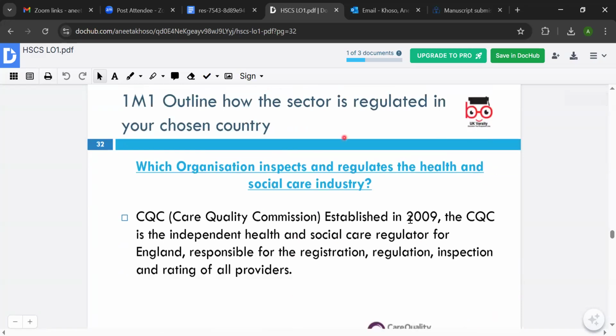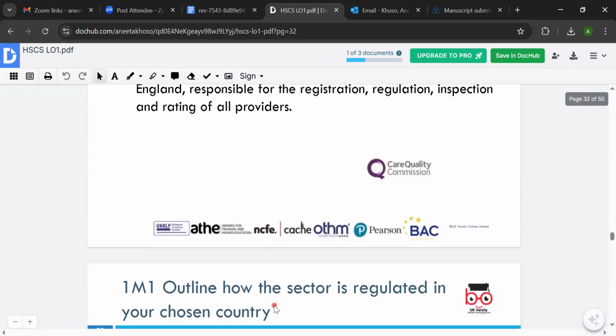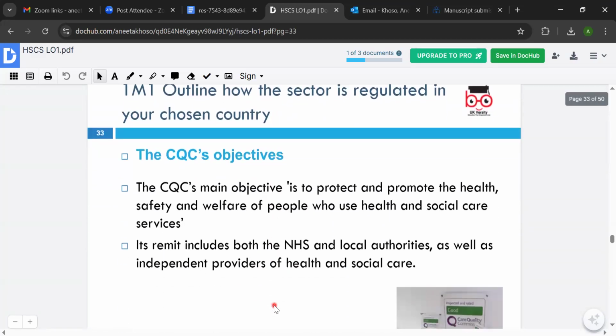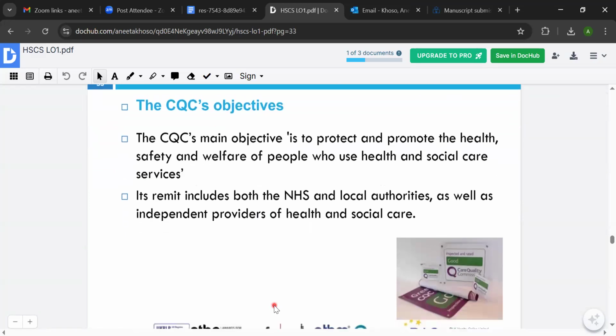So which organization inspects? There are different organizations that inspect and regulate the health and social care industry. There's the CQC, the Care Quality Commission, which was established in 2009. It is the independent health and social care regulator for England. And it is responsible for registration, regulation, inspection, and rating of all the providers. So what objectives does the CQC have? It can close down organizations if they're not working properly, if they're not working according to their objectives.